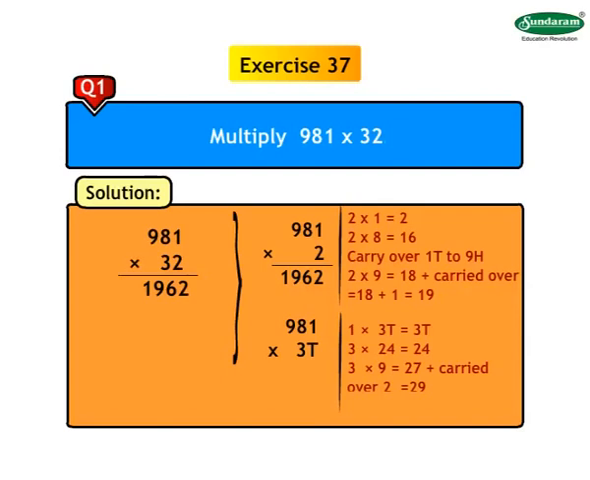Therefore, 981 into 3 tens is equal to 29,430 units. Write the product below 1962 and find their sum in 981 into 32. While writing the second product, do not forget to write the 0 of tens under the units place of the first product. Hence, the answer is 981 into 32 is equal to 31,392.